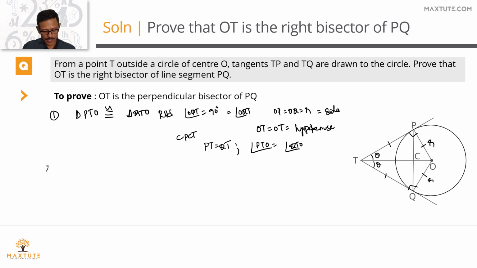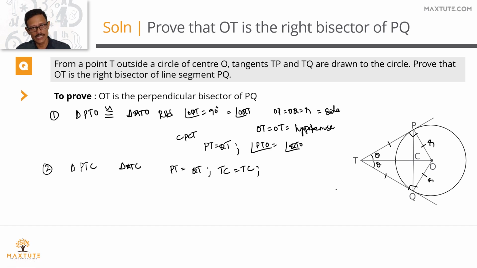Let's move on to the second pair of congruence that I want to establish. This is between these 2 triangles. I'm going to look at triangle PTC and triangle QTC. In triangle PTC and QTC, we have already established that PT is equal to QT. These 2 sides are equal. Tangents from an external point are equal. So we establish one side is equal. TC is a common side to both these triangles, PTC and QTC. So TC equals TC. We have established that the second side is also equal. So PT, TC, QT, TC. The angle included between them, which is basically PTC and QTC, are the same as PTO and QTO, which is equal to theta.